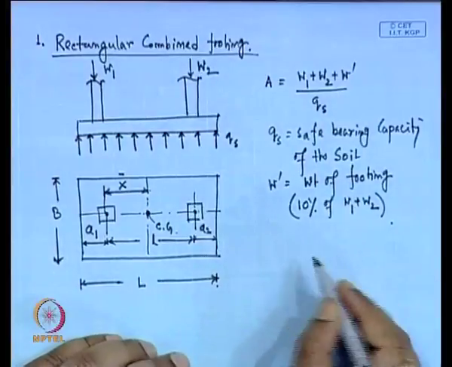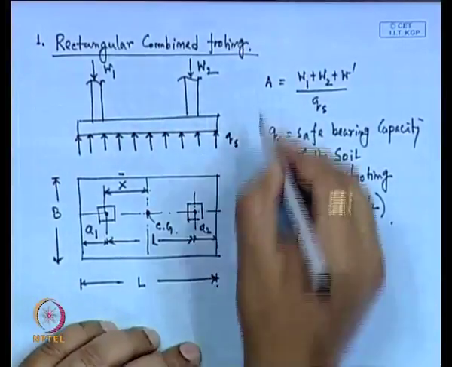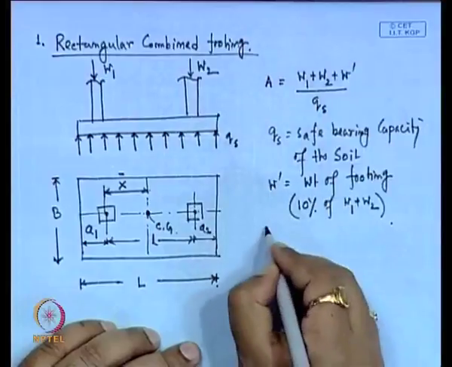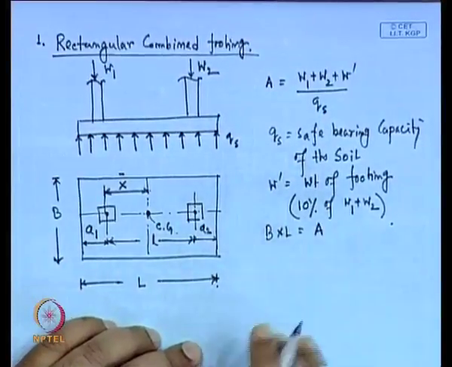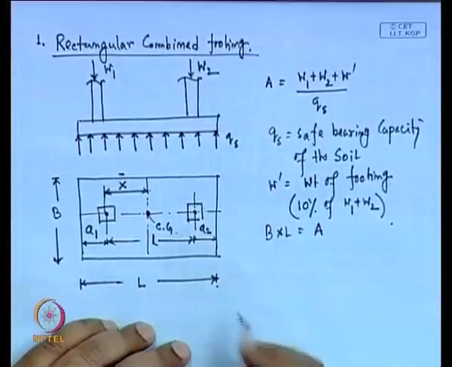So, we can write that the required area is this, and then B into L will be equal to A. This is the area, B into L.